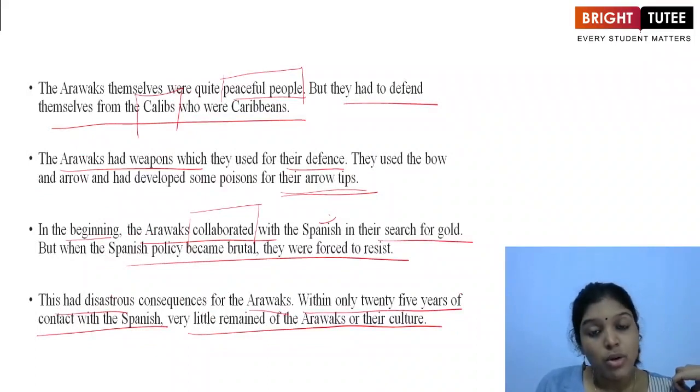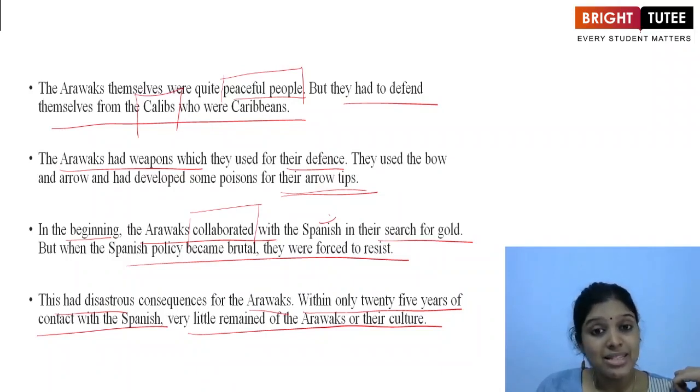And we also saw that although they were peace-loving people, they had conflicts with Caribs or Caribbeans, and for the purpose of self-defense, they had bows and arrows, and also developed some poisons for their arrow tips. And in the beginning of their collaboration with Spanish, they were friendly and helped the Spanish discover gold.